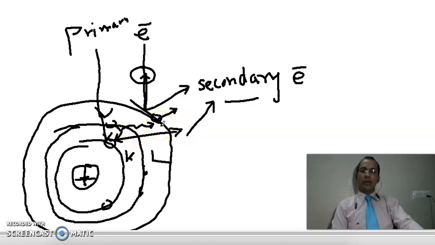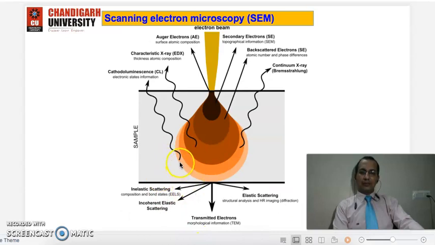So that we have discussed in this case. And then you have the bremsstrahlung, where the electrons, when they are decelerated, emit radiation. Cathodoluminescence means, what will happen in that case? You can see that if the sample has this much penetration, then you have cathodoluminescence, which means there will be some visible radiation emitted during this process.